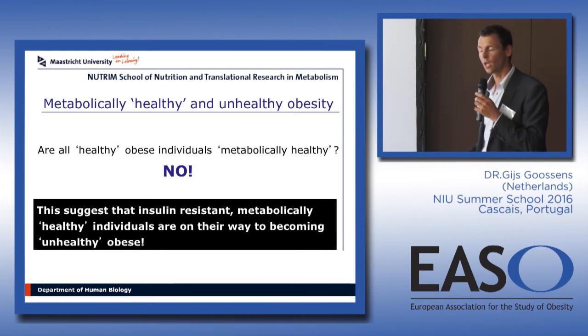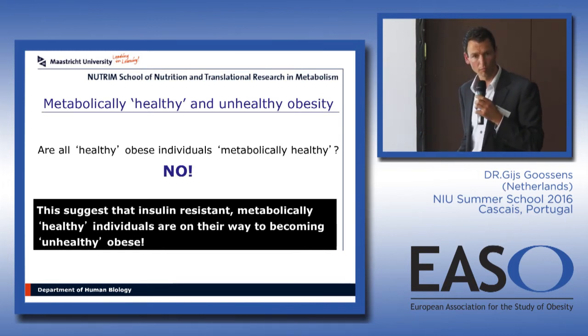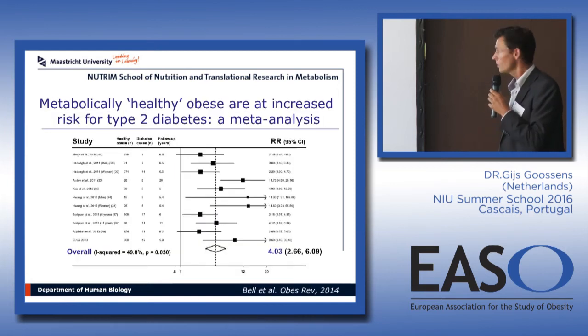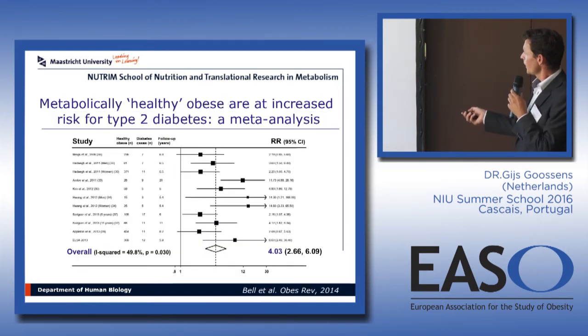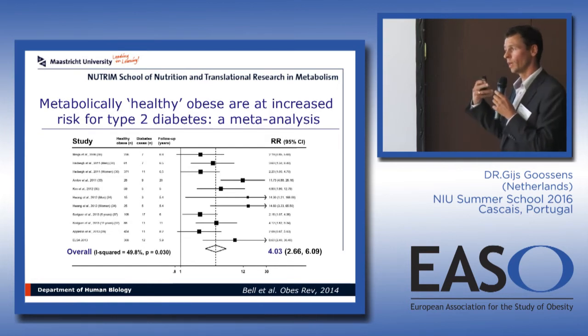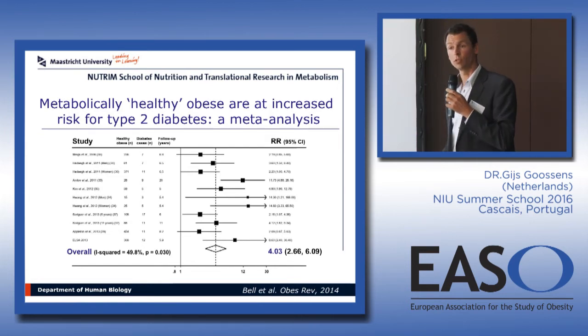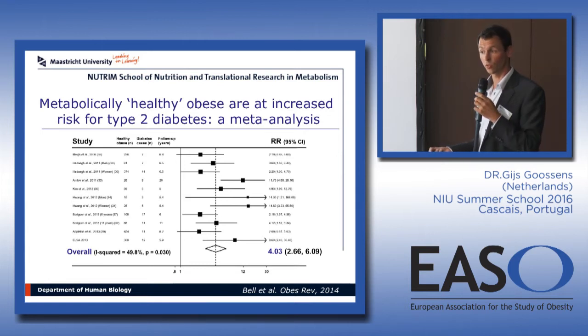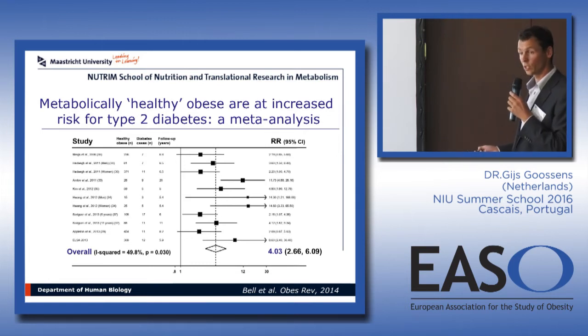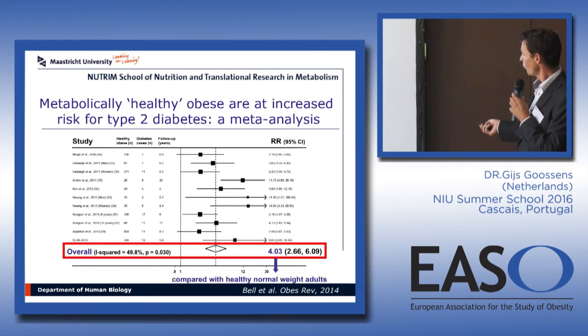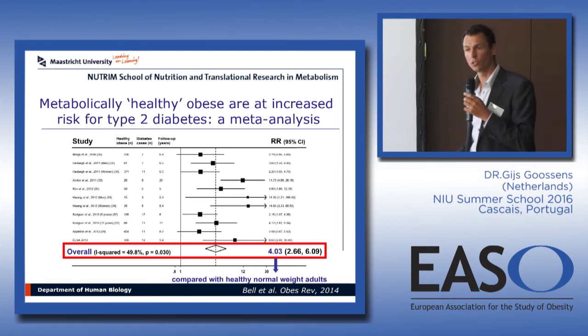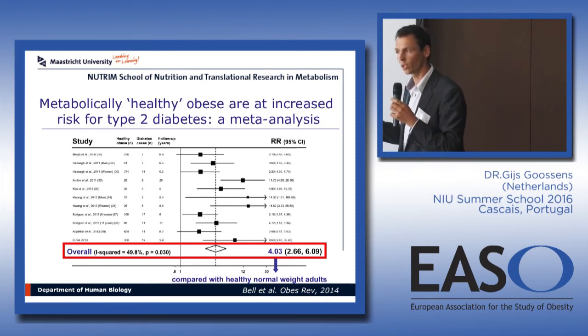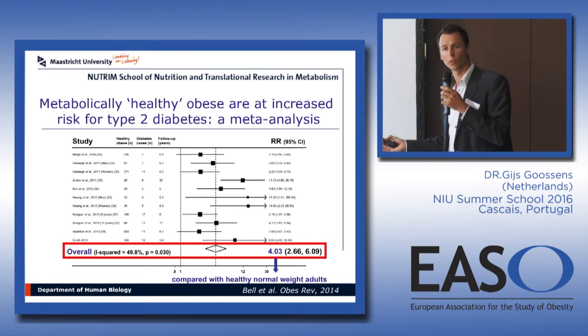And you can actually say that these insulin-resistant metabolically healthy individuals are on their way to becoming unhealthy obese. And that is also supported by a recent meta-analysis that was published in Obesity Reviews 2 years ago. What they did is they prospectively followed, in several studies, metabolically healthy obese individuals, and they monitored incident cases of type 2 diabetes. The conclusion of this meta-analysis was that metabolically healthy obese individuals have a 4-fold increased risk of developing type 2 diabetes as compared to healthy normal weight individuals. So bottom line is that although, based on their definition, they're metabolically healthy, they do have a 4-fold increased risk of developing diabetes.